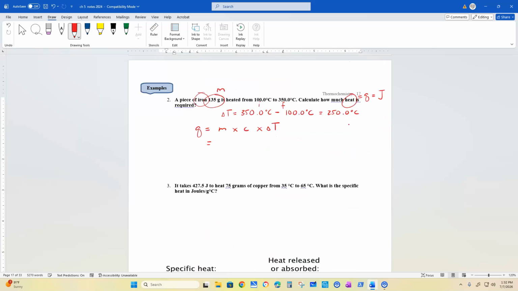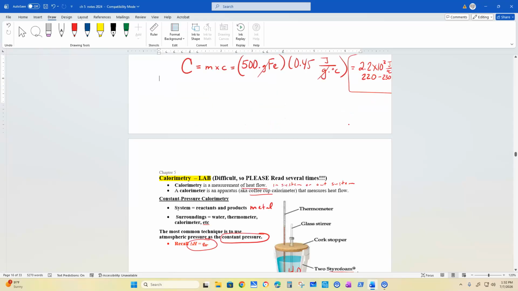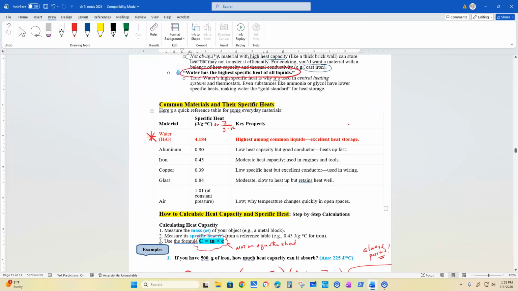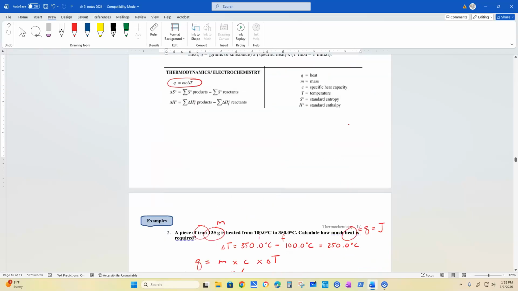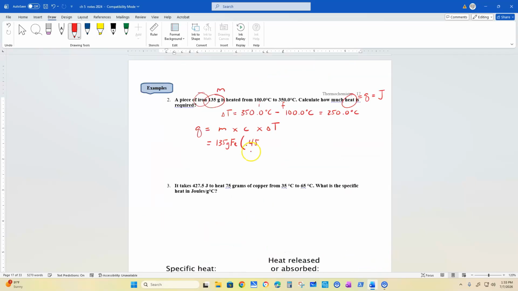So I know the mass is 135 grams, and this is of iron. According to my specific heat chart, I gotta go look it up because we're not memorizing, iron, 0.45. And that's joules per gram Celsius. I already calculated my delta T, so 250. And everything will cancel except those joules, and it's simply just multiplying. So I get 135 times 0.45 times 250.